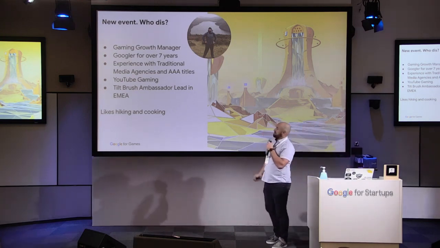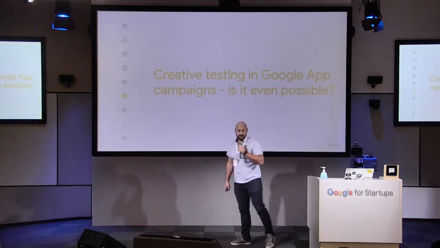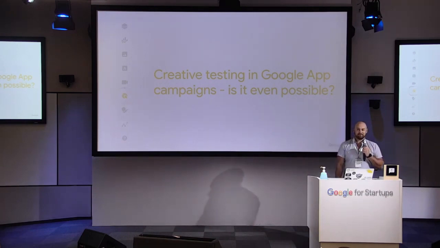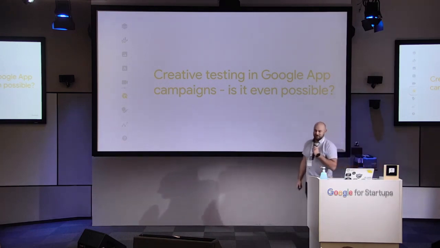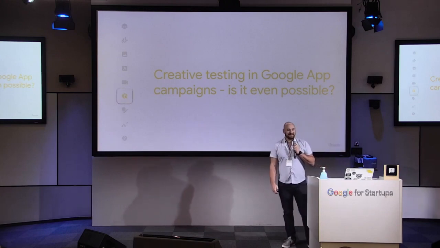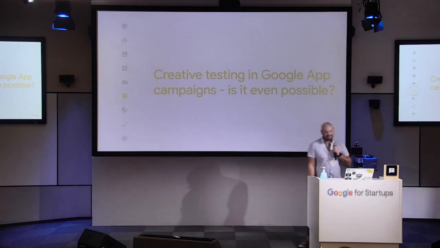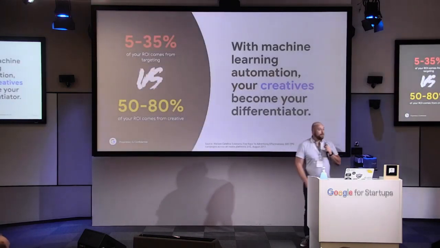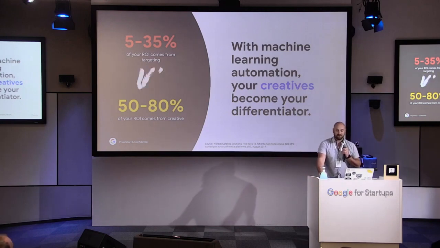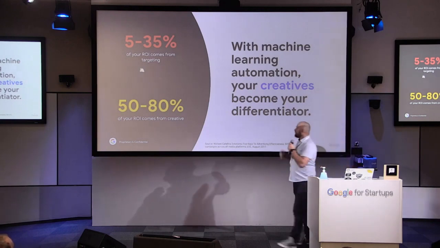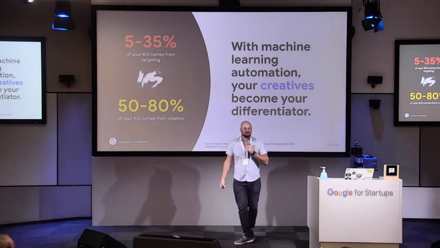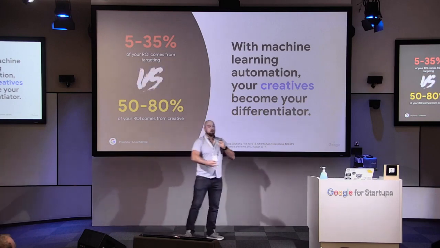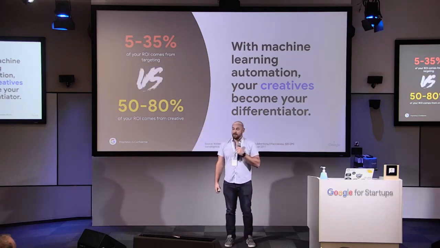Cool, right. So the presentation theme, as you know, is creative testing in Google app campaigns. Is it even possible? Let's try to answer that question. Folks that I've been working with, they know my thoughts about this, but let's figure this out. So what we see now, and I hope it's not a surprise for anyone here, is that with machine learning and automation, your creatives become your main differentiator, right? And that's why a lot of the topics today are all about creatives, because the targeting is now taken care of for you, right? And that's really it.